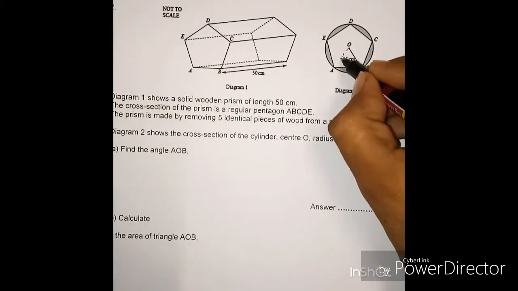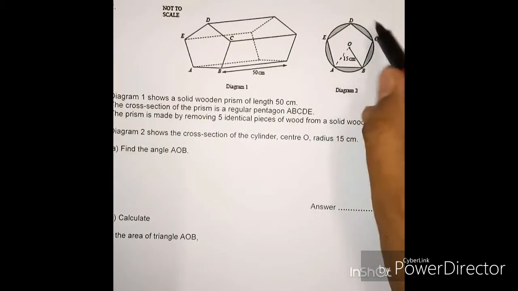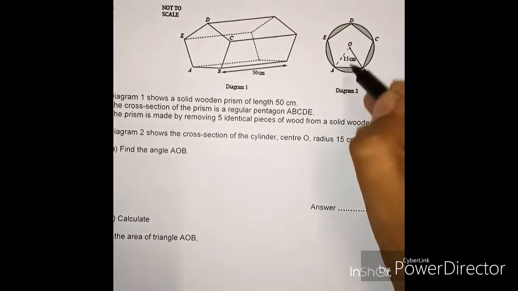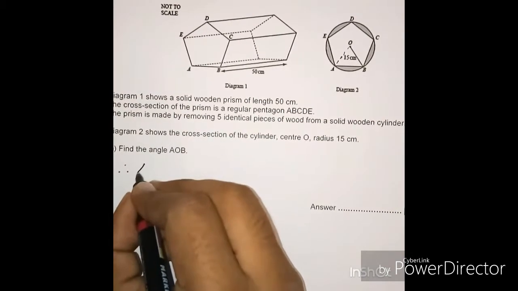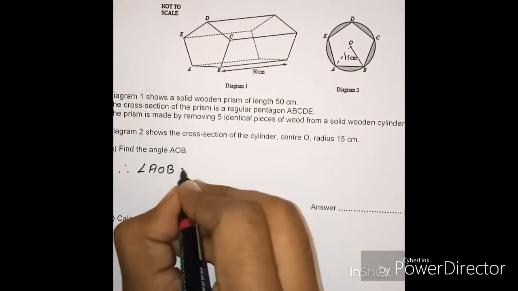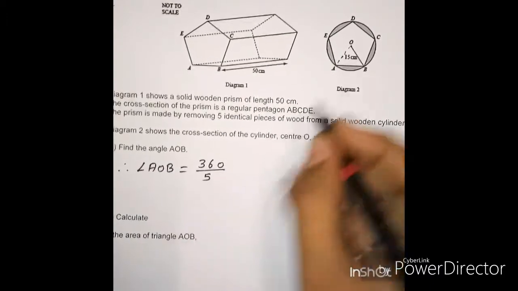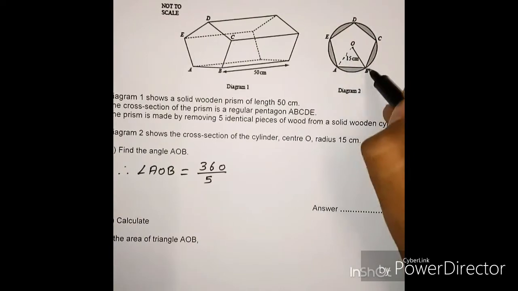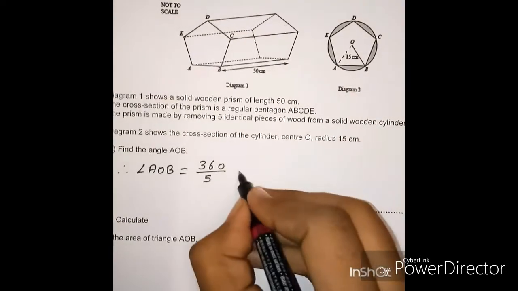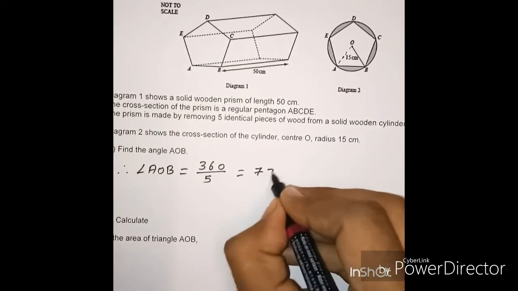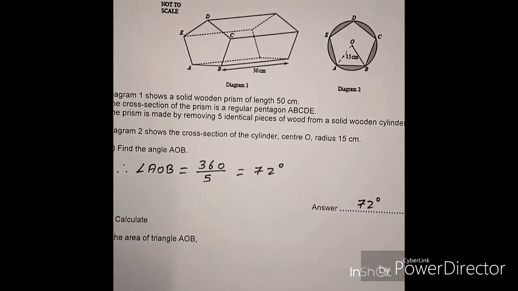Now we need to find angle AOB. O is the center of the circle, and we know that the angle around the center of the circle is 360 degrees. Therefore, angle AOB will be equal to 360 upon 5. Why 5? Because it is divided into a pentagon, that means 5 different triangles. So it will be equal to 72 degrees. So your answer will be 72 degrees.